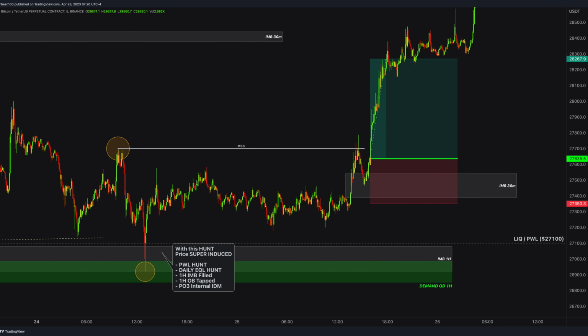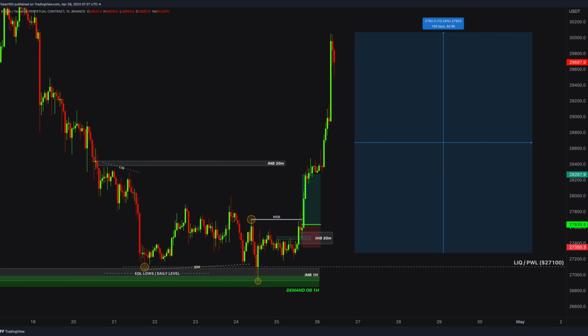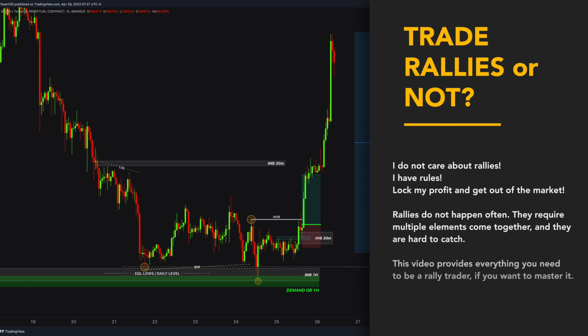If you switch the chart to 5 minutes, you can notice this was the area of huge displacement, which caused the support and resistance flip and the breaker block area. As you can see, the price moved 10% around my entry point. I actually do not care about rallies because I have rules. 2R or 3R profit, lock it, and get out of the market. Simple and efficient and consistent.